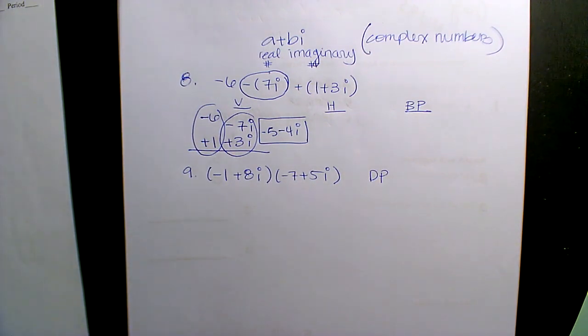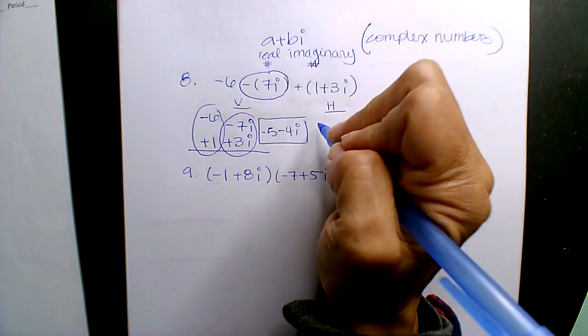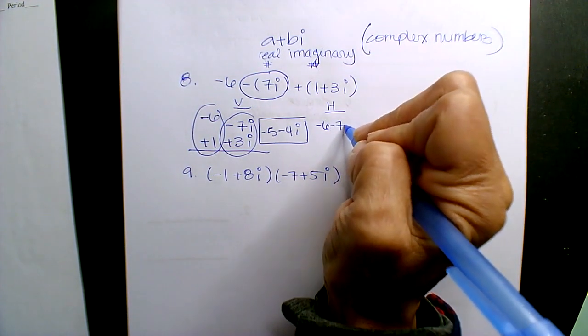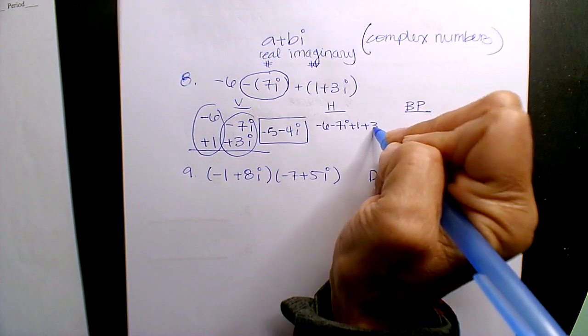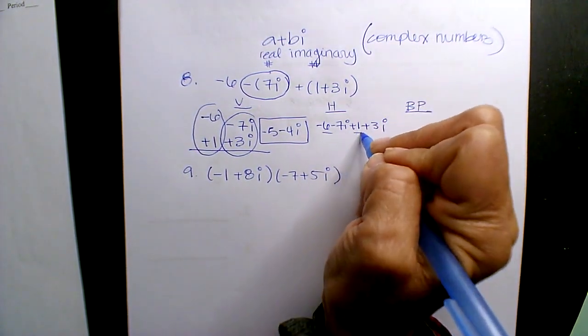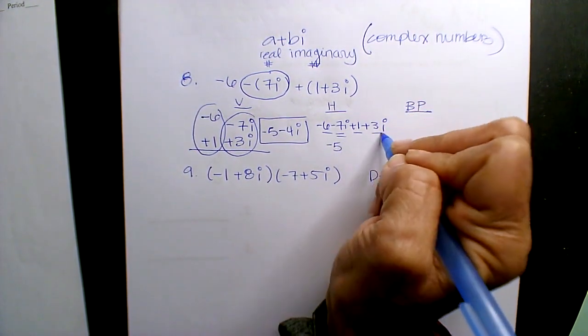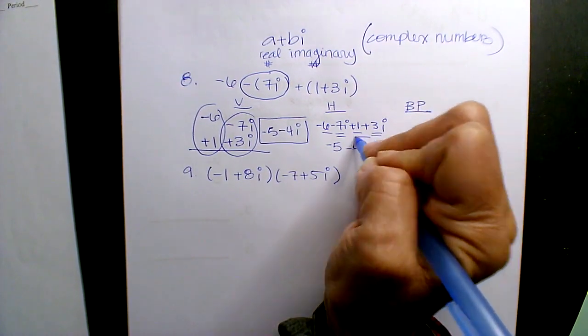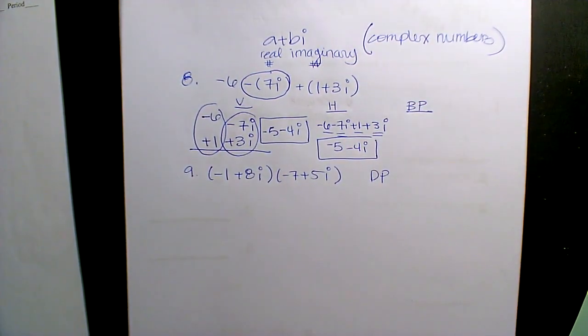Horizontal format, remember, is if you write it horizontally, but you rewrite to distribute, you rewrite to drop the parentheses. I'm going to run out of space, but -6 minus 7i plus 1 plus 3i. And then after, you just have to make sure you can identify your like terms. Real numbers with real numbers, imaginary with imaginary. That's it. It's just adding and subtracting. Be careful with your negatives.